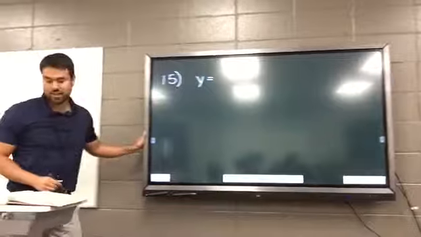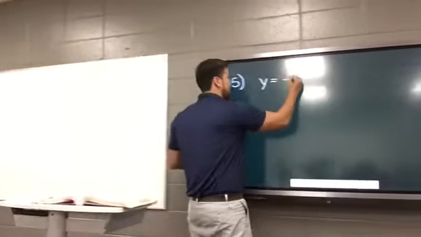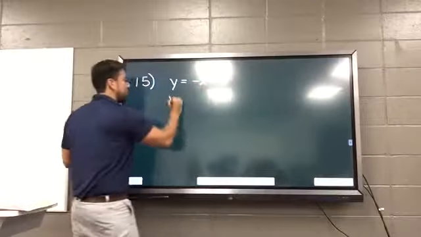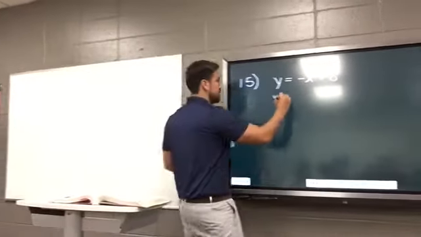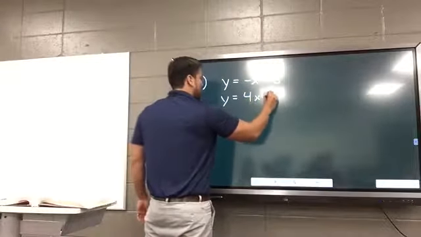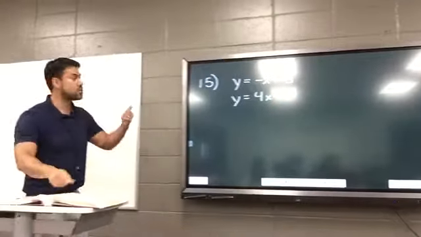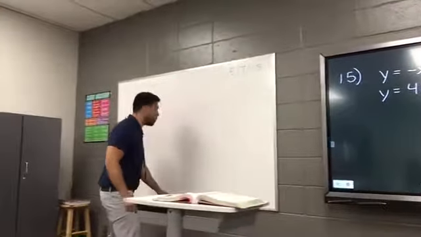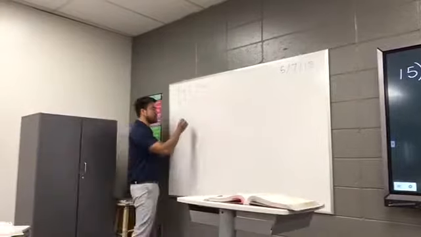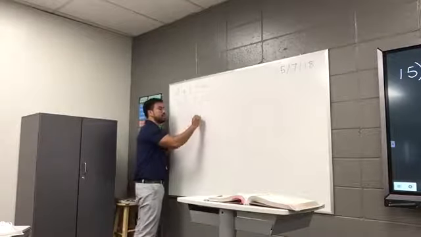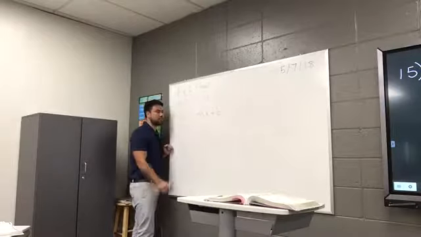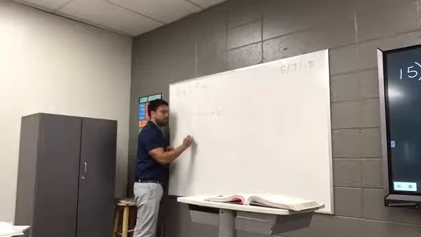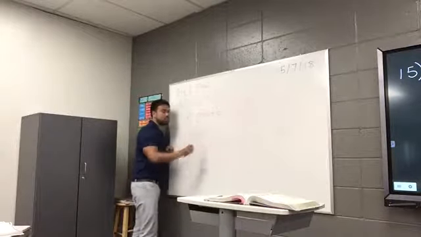Able to be graphed. y equals negative x plus 8, and then y equals 4x minus 7. Okay, what I want to do when I'm graphing lines or inequalities is I want to get those lines or inequalities in this format: y equals mx plus b. Does anyone remember what m stands for? Slope.